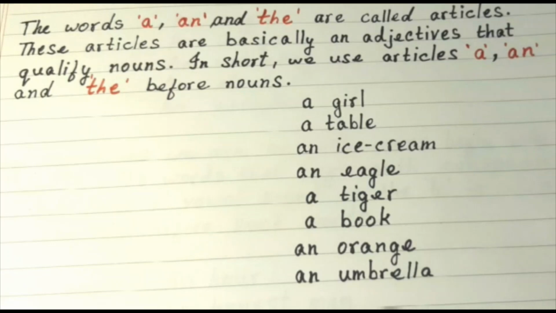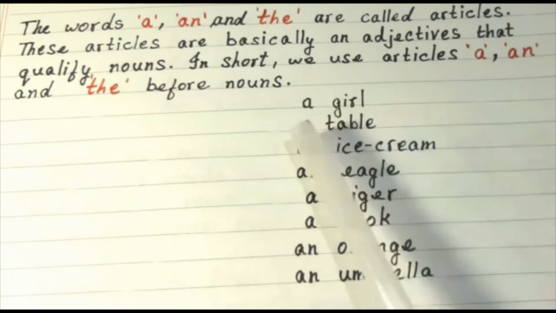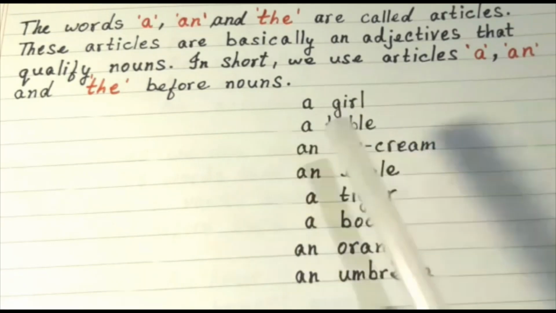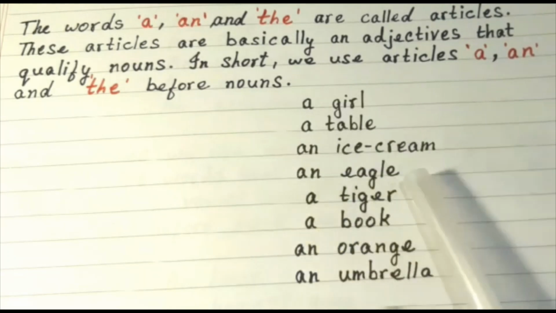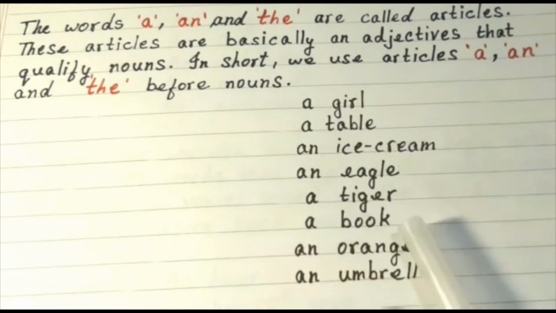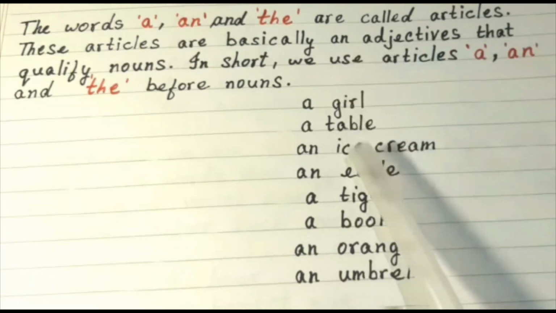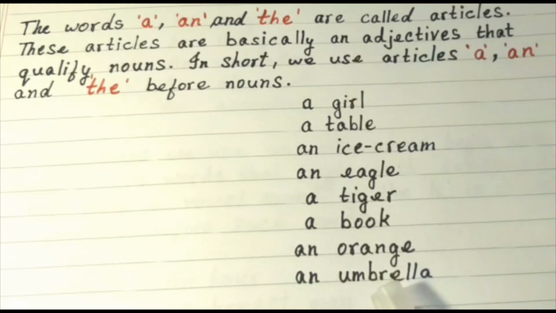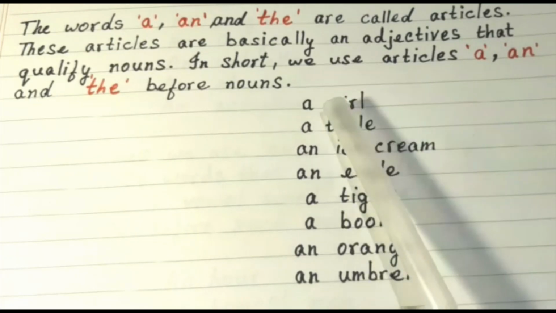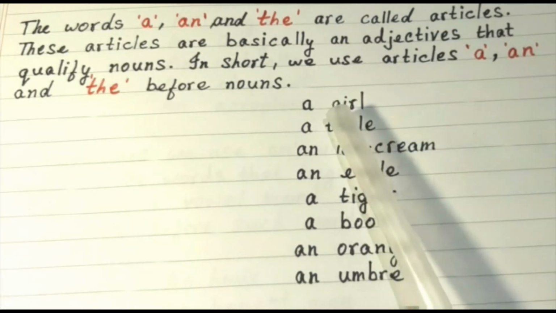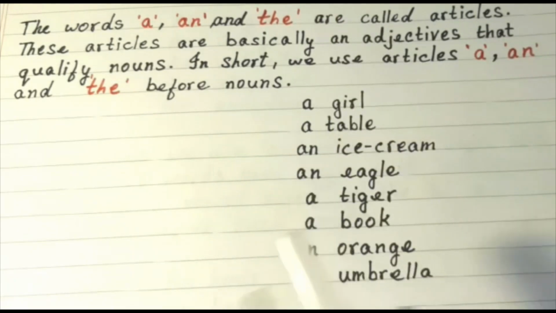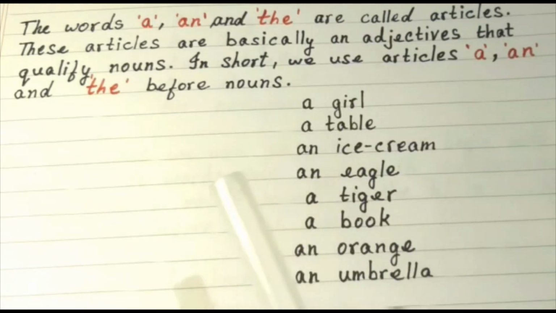Now let's run through this list of words. A girl, a table, an ice cream, an eagle, a tiger, a book, an orange, an umbrella. Did you notice that there are some words in this list that have the word a before them and some that have the word an before them? Do you know why? Let's find out.